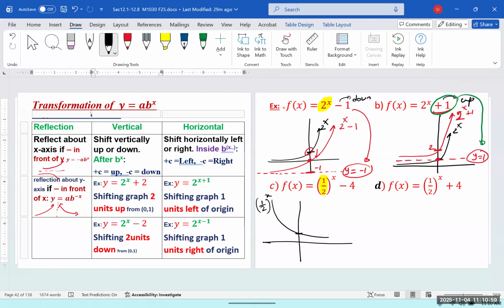So the base is a fraction, so we have a decreasing graph. And this time, how many units, which direction are you going? Down 4. So you take your y-intercept, go 1 down, 2 down, 3 down, 4 down. And you reach here and you draw your graph.